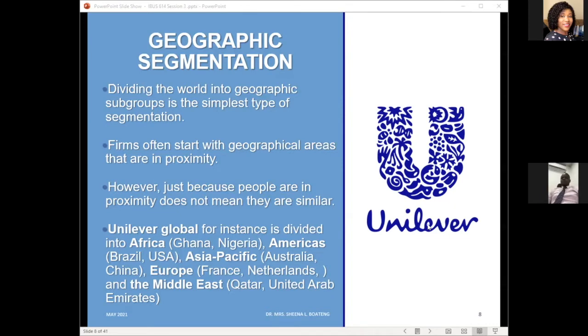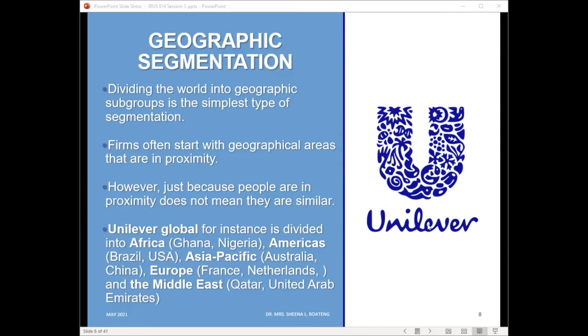So for instance, the Unilever Global strategy has divided the global market in terms of geography into the African market, which includes Ghana and Nigeria. Then they have the Americas, which includes Brazil and the United States of America. Then they have Asia Pacific, which includes Australia and China. Then they have the European market, which includes France and the Netherlands. And then they have the Middle East, which includes Qatar and the United Arab Emirates.